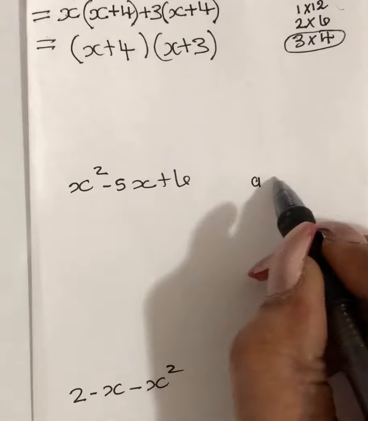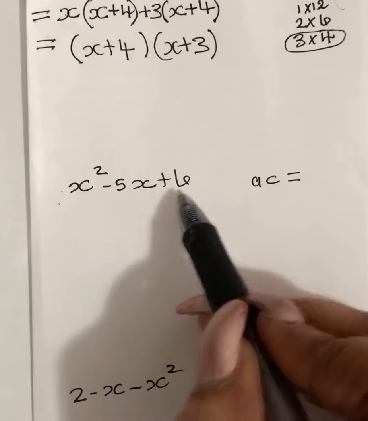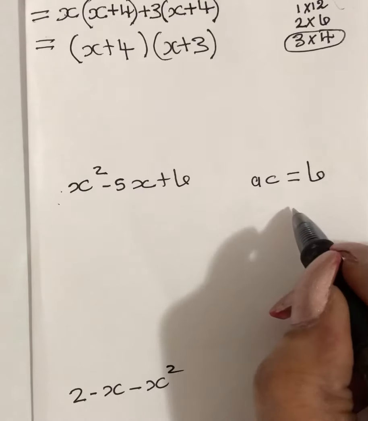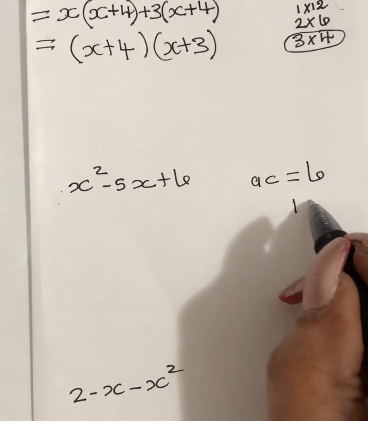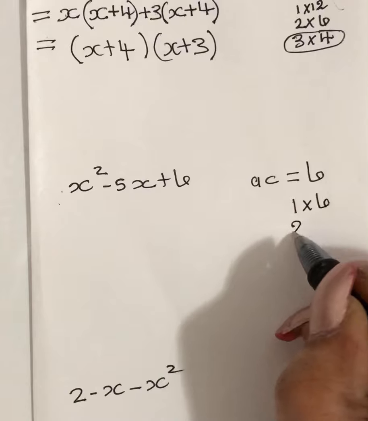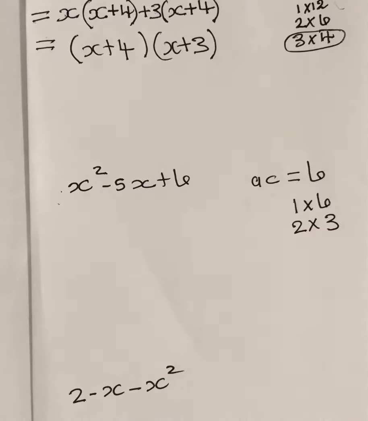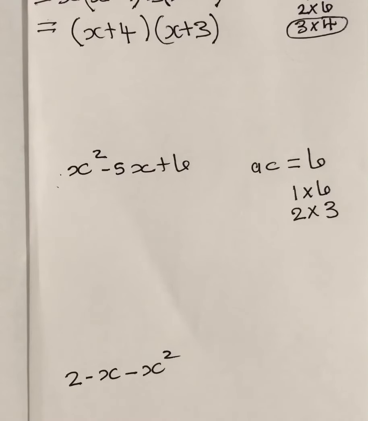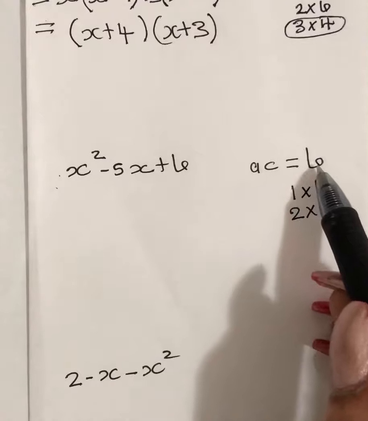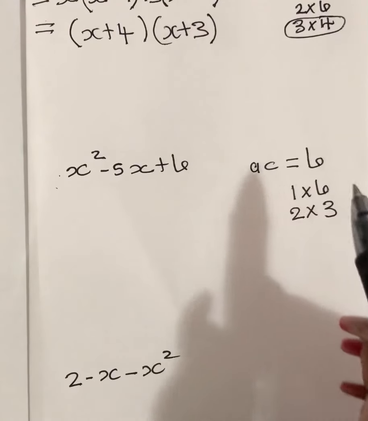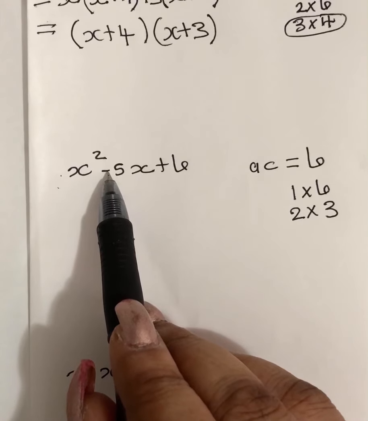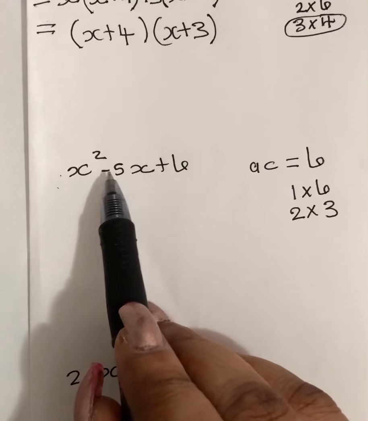I am going to find AC. A is 1, C is 6. 6 by 1 is 6. What will give me 6? 1 by 6, 2 by 3. Now this one is a little tricky. Let us look carefully. We need to get a positive 6 when we multiply. But when we add them together, we need a negative 5.